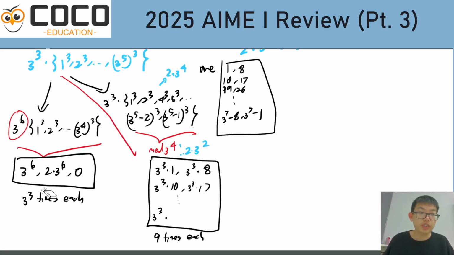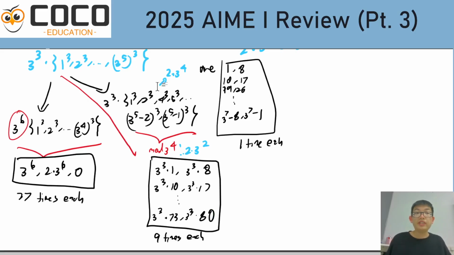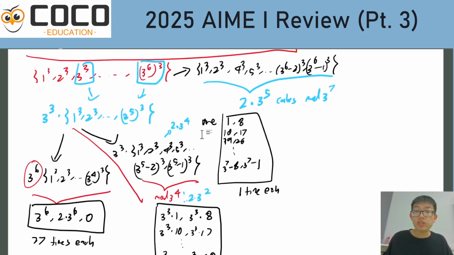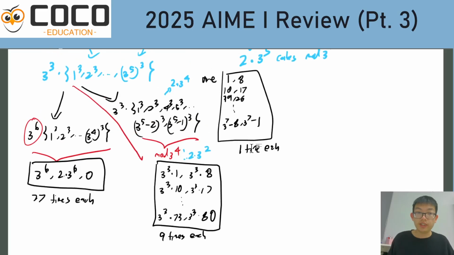Okay, so I don't need to be posh and say 3 cubed, right? 27 times each, this one will appear 9 times, and then those are just 1 time each. Okay, let's make sure that I have not messed up. I have a total of 3 to the power of 6.